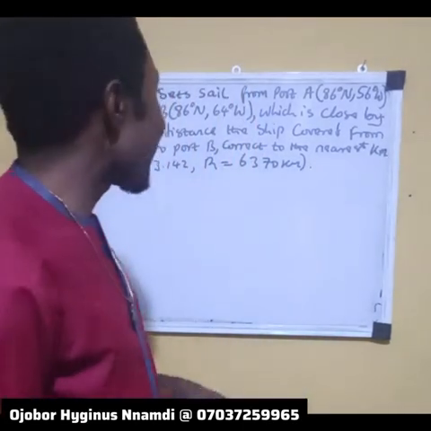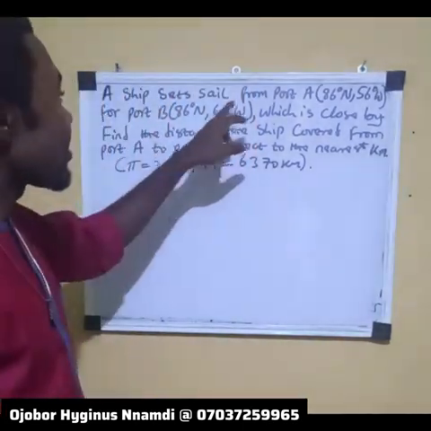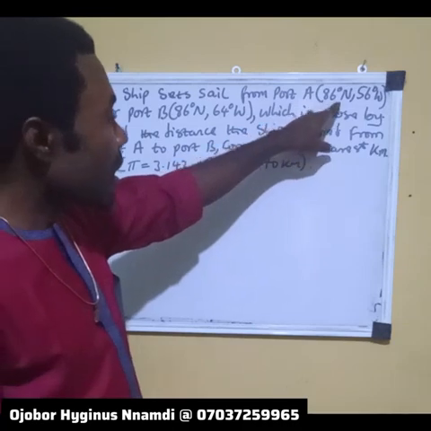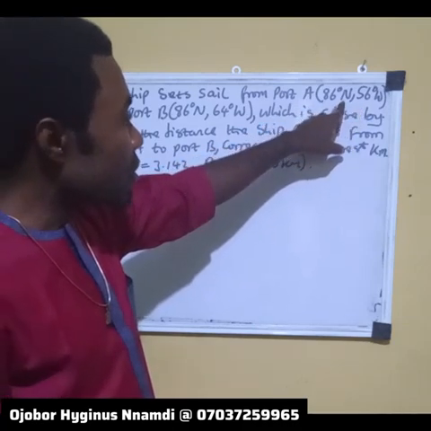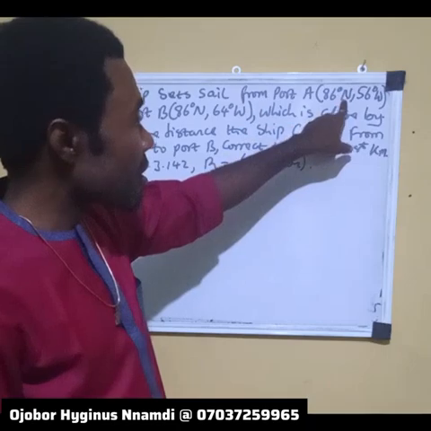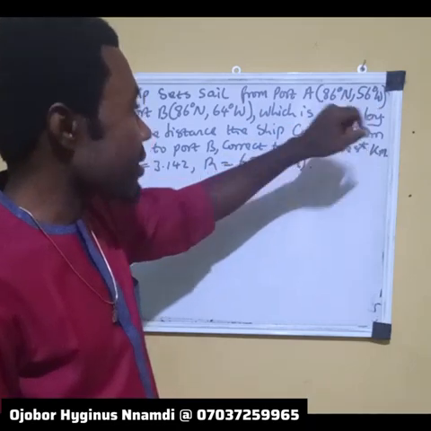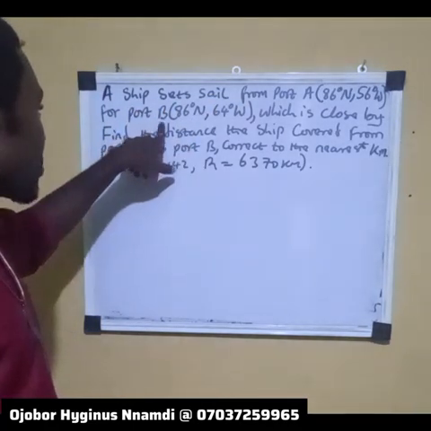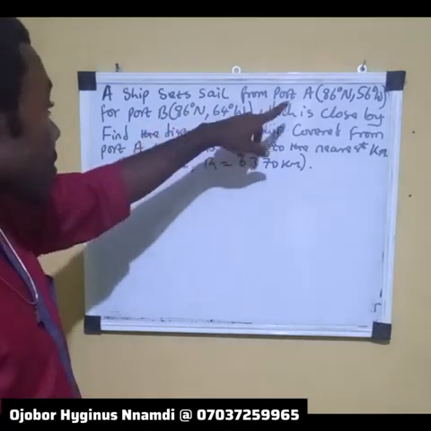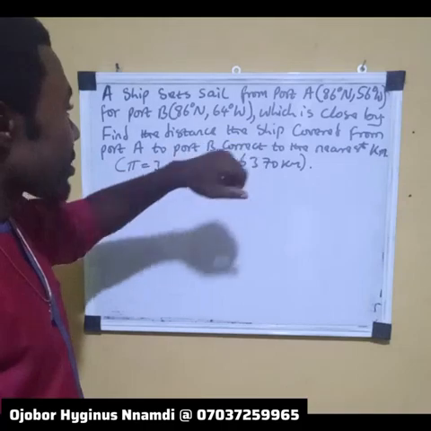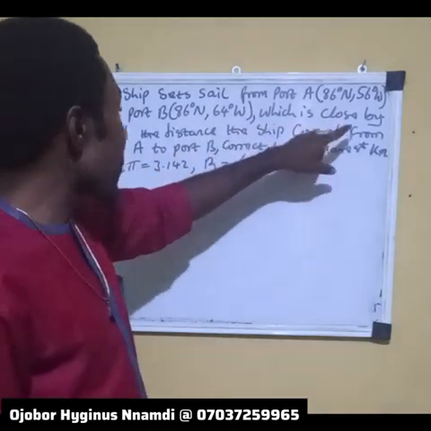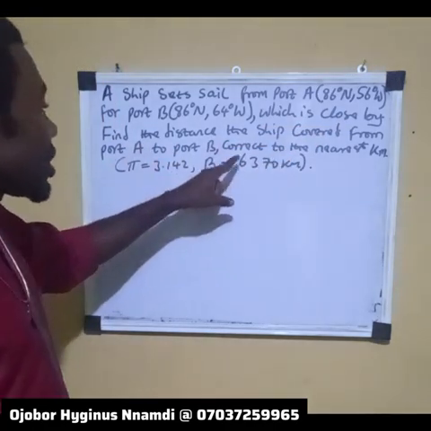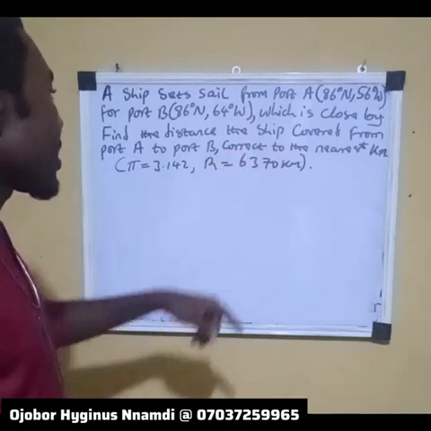Hello friends, today we are looking at a question that says a ship sets sail from port A having this latitude and longitude, 86 degrees north and 56 degrees west. It sails to another port B, 86 degrees north, the same latitude, 64 degrees west, but a different longitude, which is close by. Find the distance the ship covered from port A to port B, correct to the nearest kilometer.